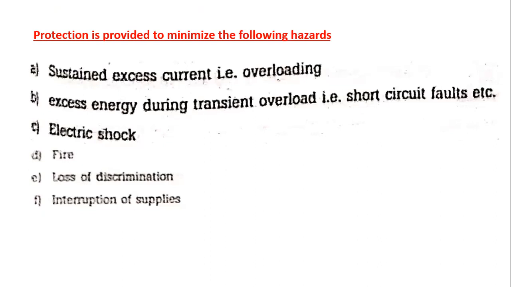Due to those faults, short circuit currents increase. These short circuit currents are reduced, and the safety hazards eliminated. Next, excessive energy during transient overloads: during transient conditions we lose a large amount of energy. All of that will be reduced by using safety procedures for the distribution systems, and also the protective equipment used in the distribution systems.